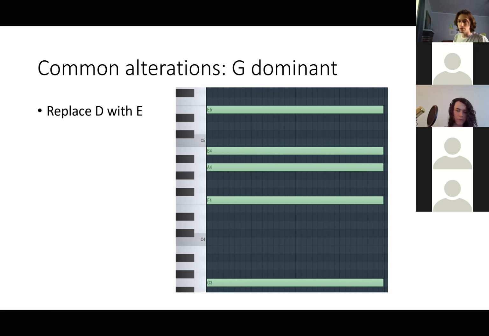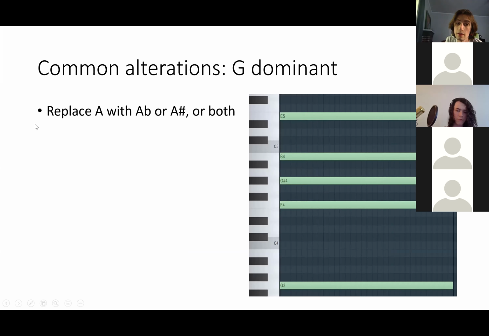You can also do it in the alternate inversion of the stacked third. You can also do it in the open voicings. So those are all options. You can replace A, the 9, with A flat, or A sharp, or both. So these are some of the ways that you can create a G altered chord.